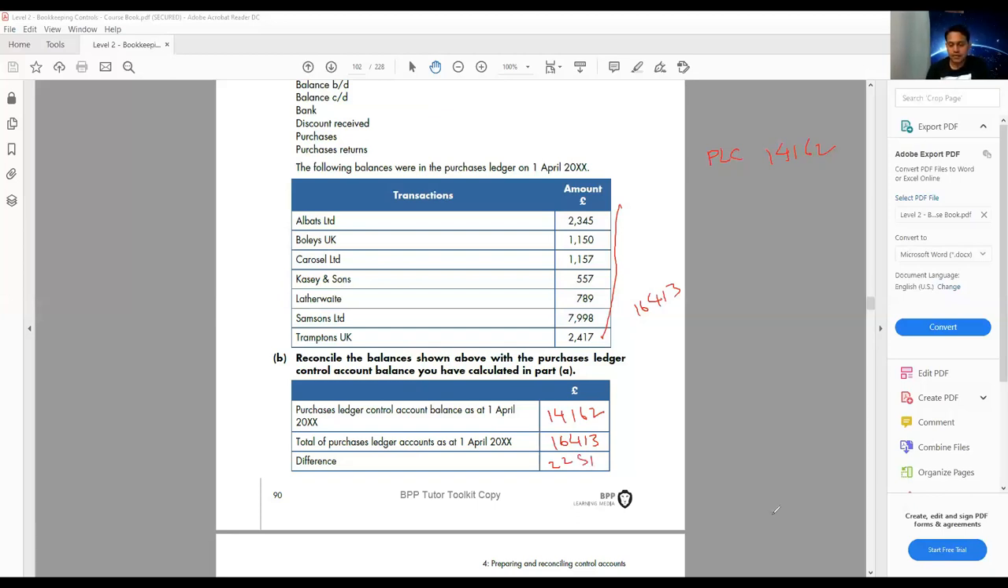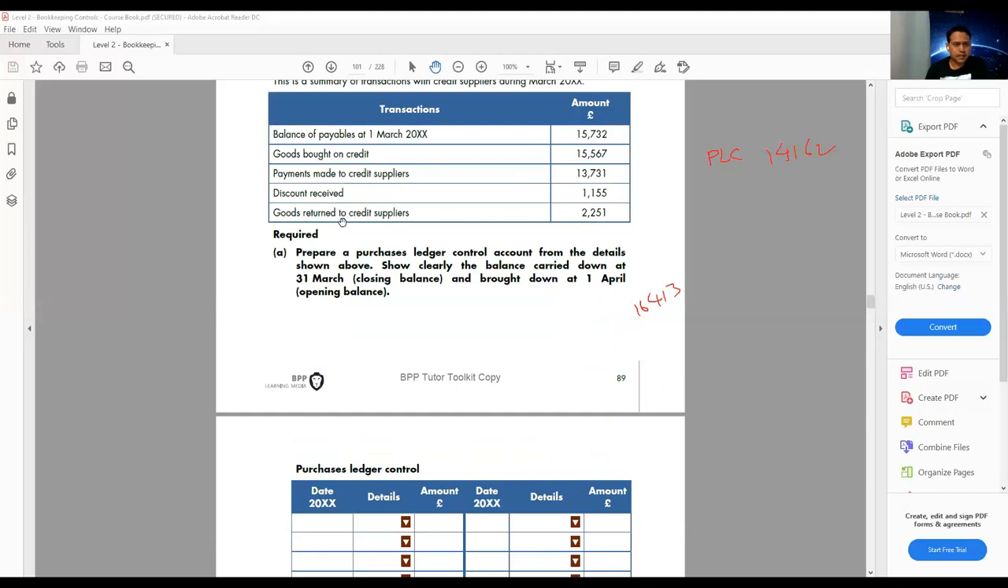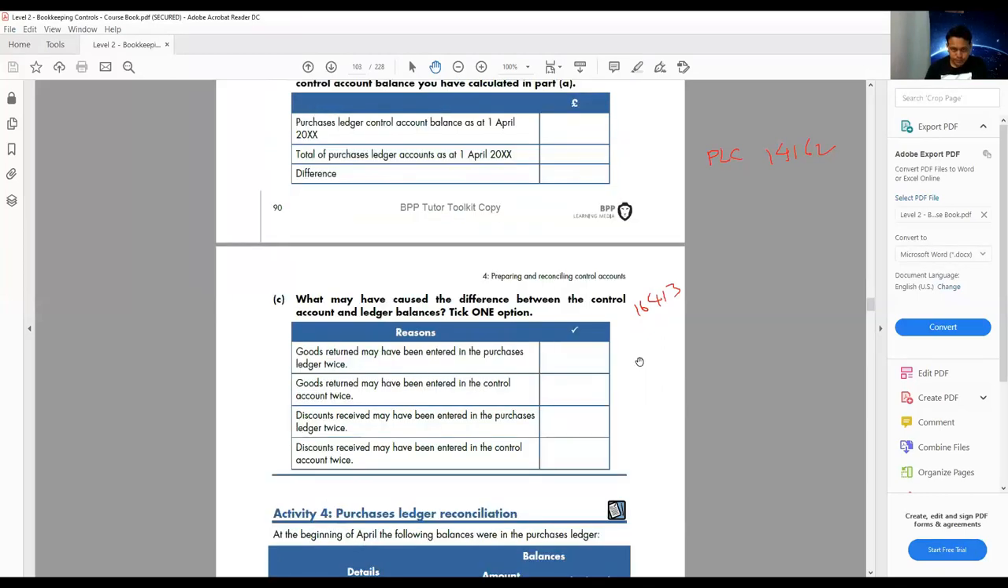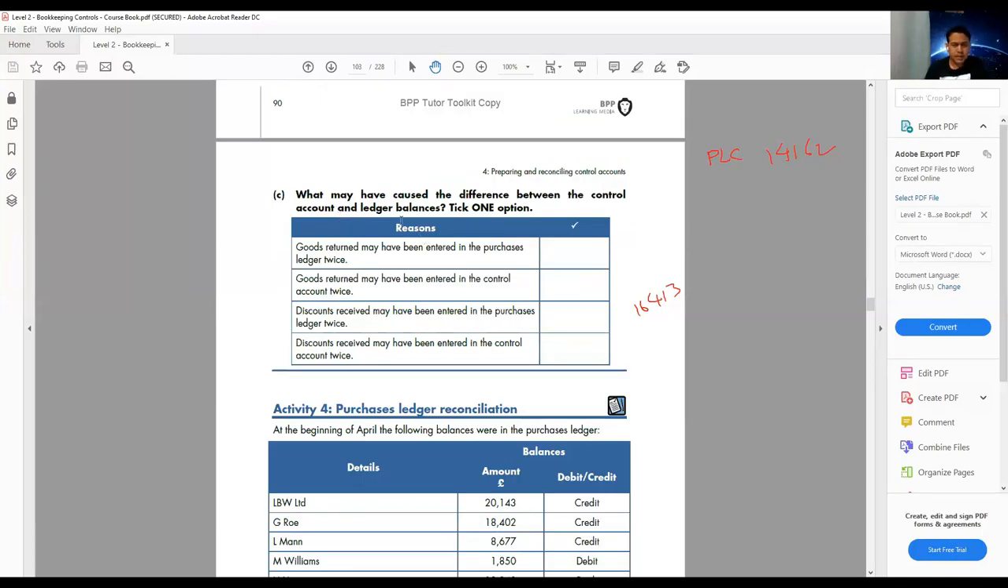Now we need to look for the reason, 2251. Is there anything we have there, 2251? Let's have a look at that. We have a figure here, 2251, isn't it? Goods return. Okay. So let's find the reason. What may have caused the difference between the control account and the ledger balances? Goods return may have been entered in the purchase ledger twice. Goods return may have been entered in the control account twice. Discount received may have been entered in the purchase ledger twice. Discount received may have been entered in the control account twice. Which one do you think is the reason? 2251. Goods return. Okay, obviously you can see that 2251 is a goods return.